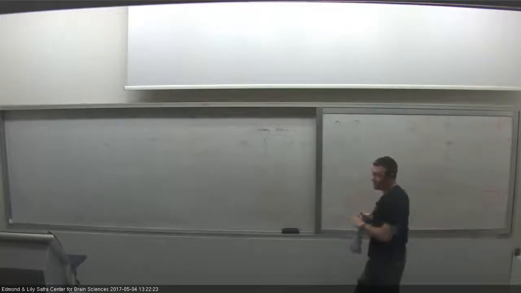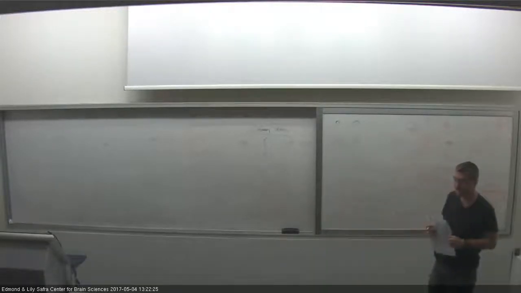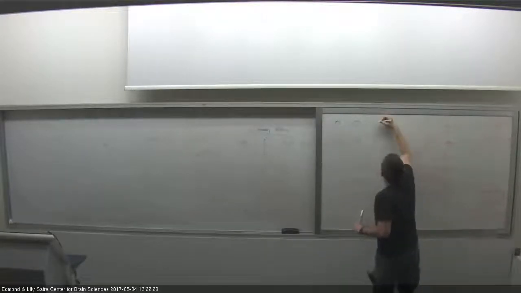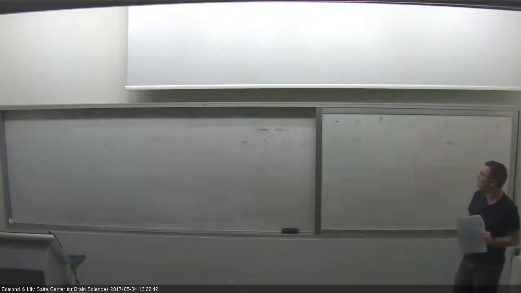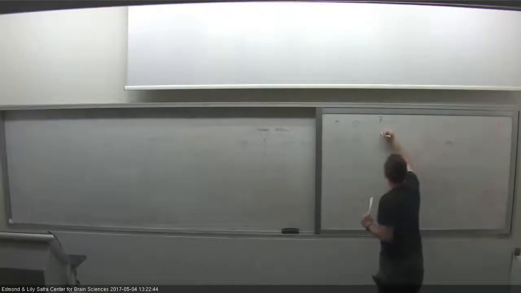So let's say that I have a network with 4 neurons. And the first memory pattern is equal to 1, minus 1, 1, minus 1. Let's make it more interesting. And let's say that the second memory pattern is equal to 1, 1, minus 1, minus 1.